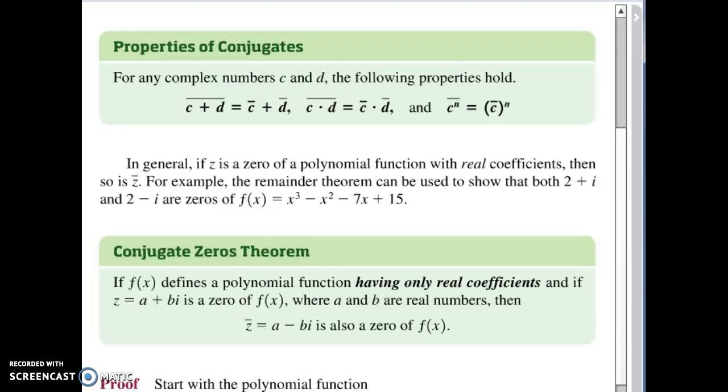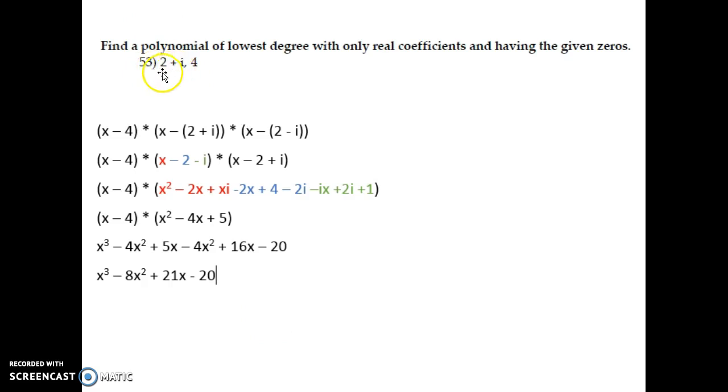Now we're going to need to use the conjugate zeros theorem, which is on page 332. Basically it says if we have a complex or an imaginary zero, the conjugate of that will also be a zero. So if you're adding the imaginary part, you also have a zero where you're subtracting the imaginary part. So we are also going to have 2 minus i as a zero of our polynomial. And now to be lowest degree possible, those have to be the only zeros.